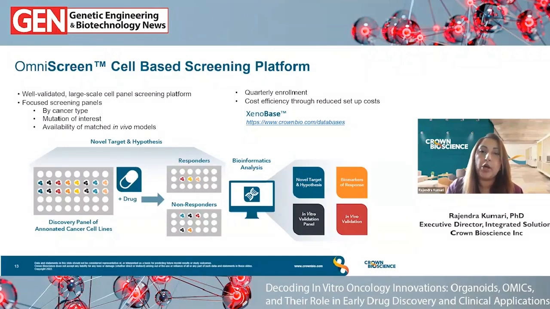Because of the advantages the cell lines provide, and again this includes the primary cell lines, you can actually do large scale cell panel screening. We've created a platform which can be quickly used to evaluate different drugs in a large number of cell lines at once to retrieve responder, non-responder profiles. We call this OmniScreen, which is run on a quarterly basis. You can register for it, the screen is run, and the data is then provided in a couple of weeks' time.